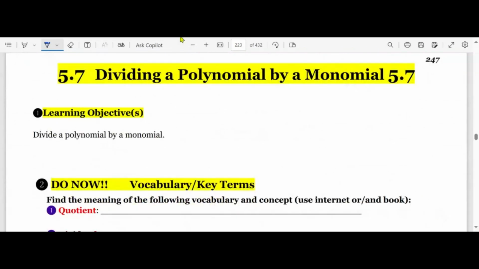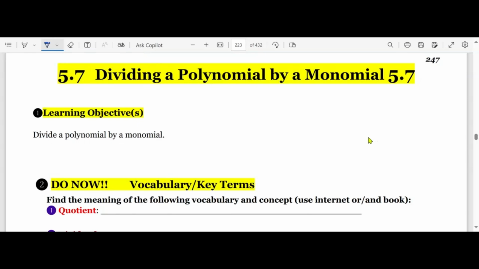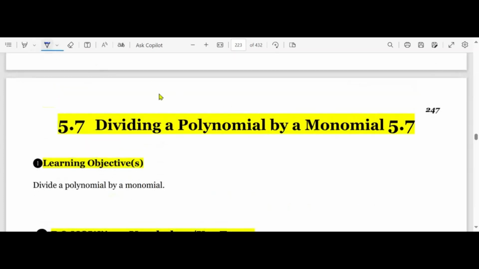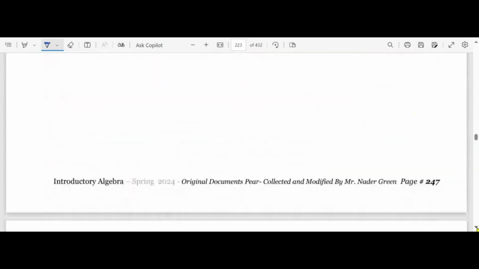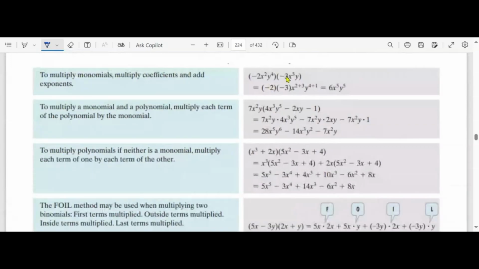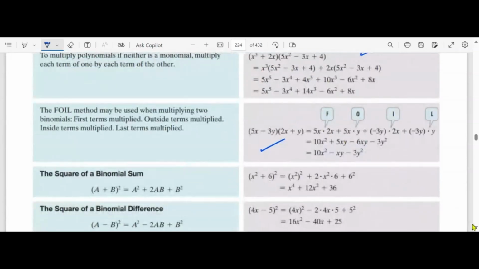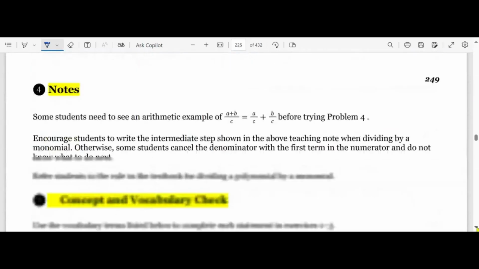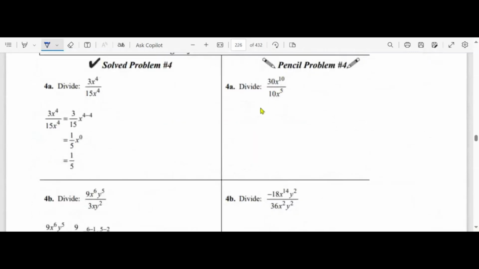Okay, so we're done with 5.6. Now we go to 5.7. Dividing polynomial by monomial. What does monomial mean? One term. And polynomial? One or more. Okay, so let's take a look at the summary. This is multiplication, correct? And this is also multiplication. It has nothing to do with the division. All this is multiplication.